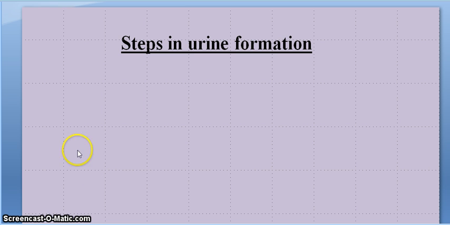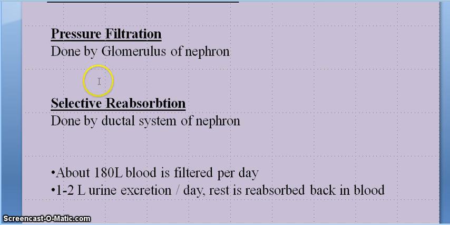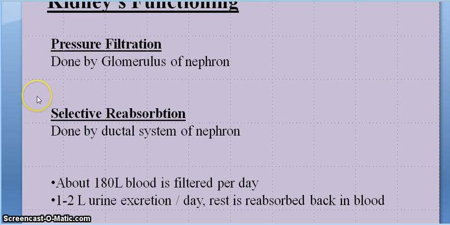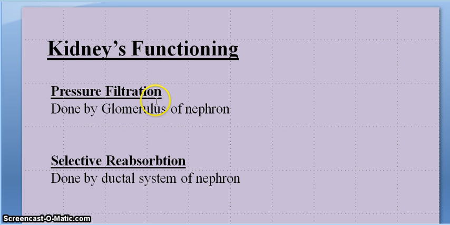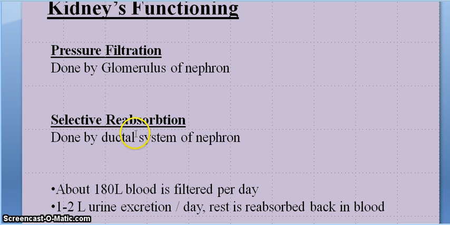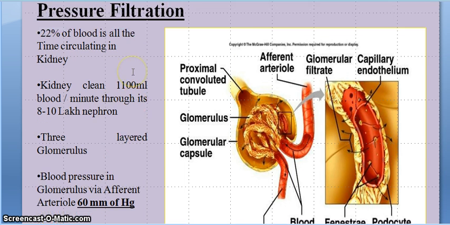Here we have to discuss the kidney functions. These functions are the pressure filtration. It is done by the glomerulus of the nephron in the Bowman capsule. Second one is the selective reabsorption. It occurs by the ductal system of the nephron. I will explain pressure filtration with the help of this diagram.